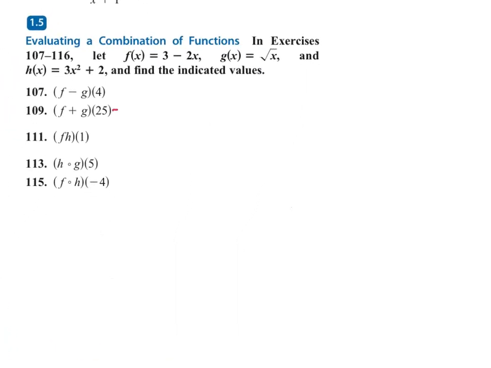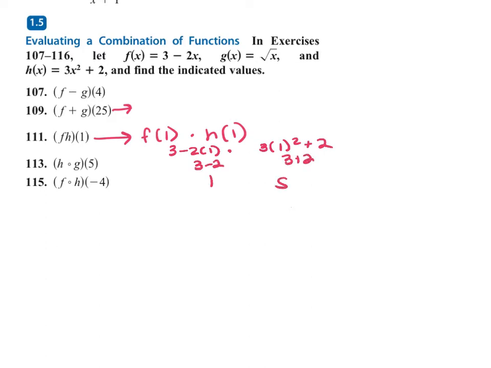Yes. So f of 1 times h of 1, right, because that's multiplication. So f of 1 is 3 minus 2 times 1, times whatever h of 1 is. So h is 3 times 1 squared plus 1. So this is 3 minus 2, which is 1. This is 3 plus 2, which is 5. And then we multiply those together, and you'd get 5.